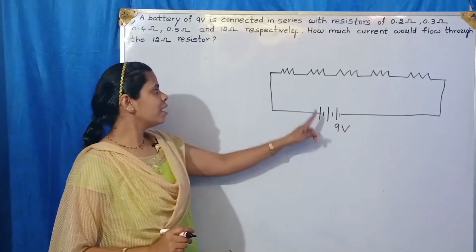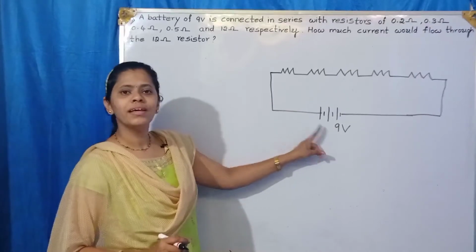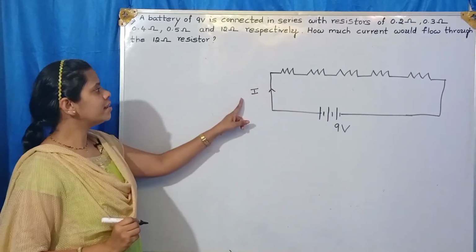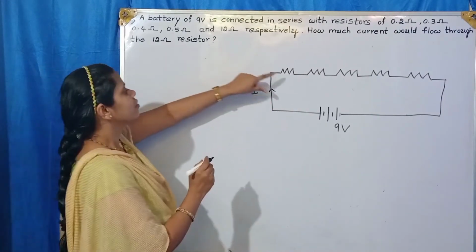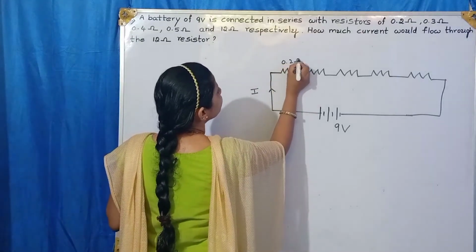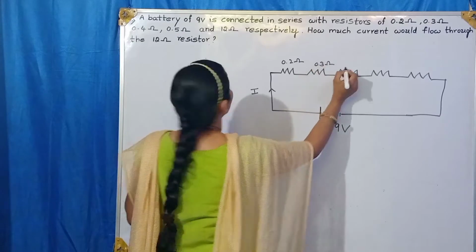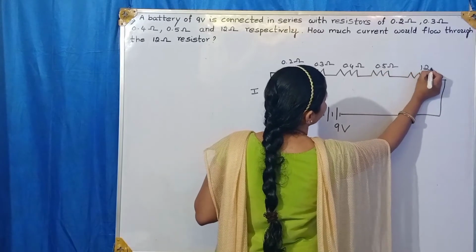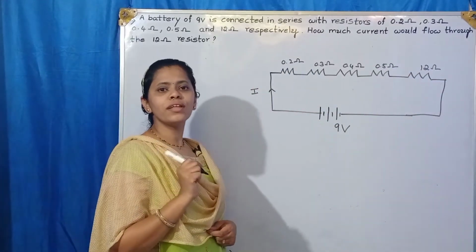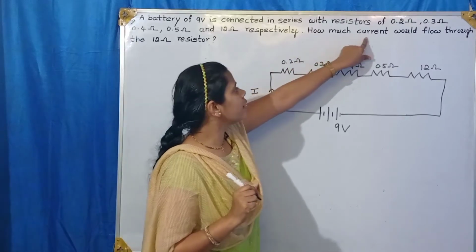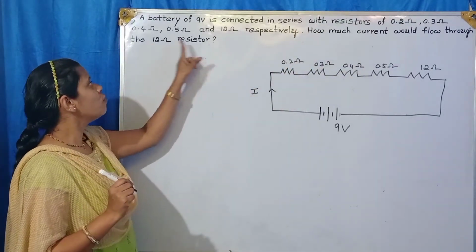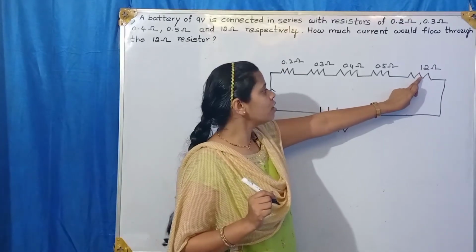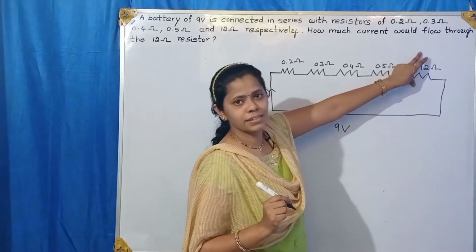And we know that when a resistor is connected to the battery, the current starts to flow. Right? Then these resistors are 0.2 ohm, 0.3 ohm, 0.4 ohm, 0.5 ohm and 12 ohm. And in the question, what did they ask us to find out? How much current would flow through the 12 ohm resistor? It means we have to find out how much current is flowing through this 12 ohm resistor.